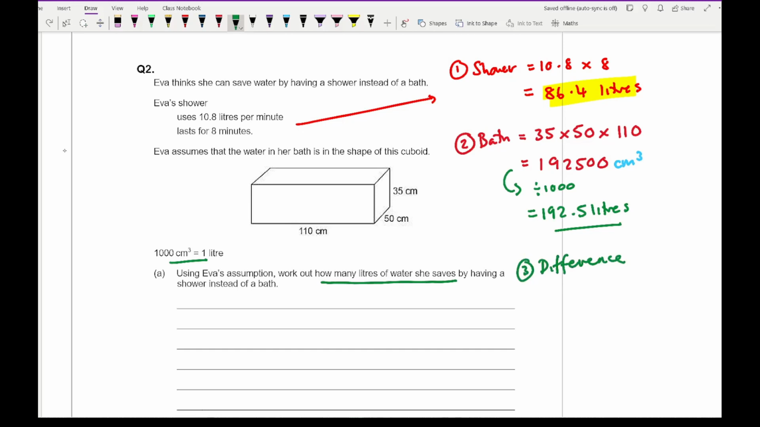So the difference is therefore going to be 192.5 minus 86.4, and that gives me an answer of 106.1 litres. And there is my final answer.